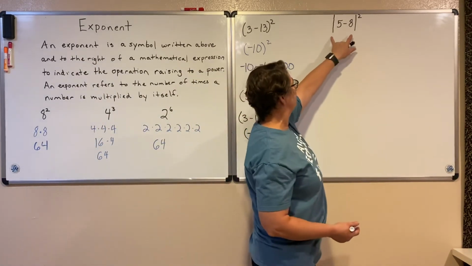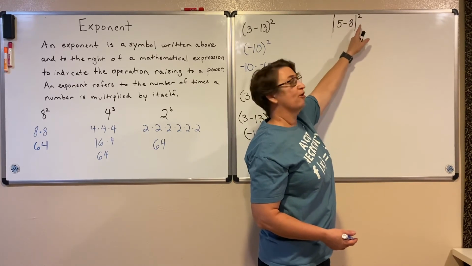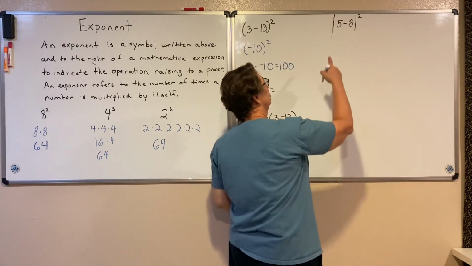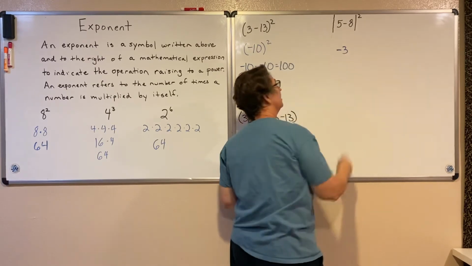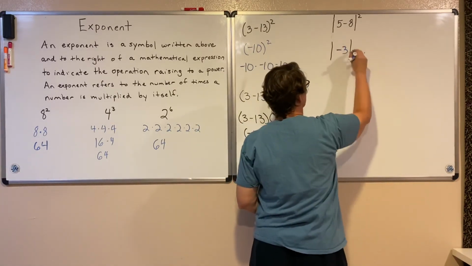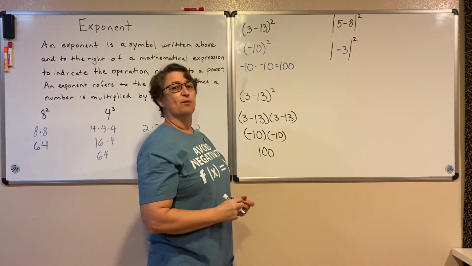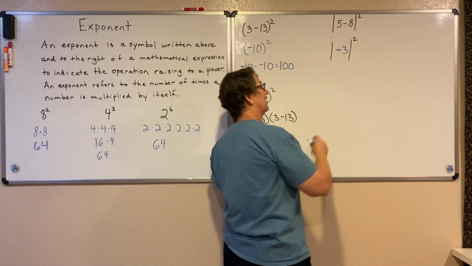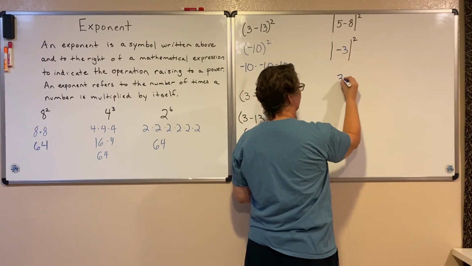Here I have an absolute value that I'm going to raise to the second power, or I'm going to square it. So first I'm going to do inside that grouping symbol. So 5 minus 8 is a -3. And remember this operation of absolute value. That absolute value says that I'm looking for the distance from -3 to 0. And -3 is 3 places from 0. So the absolute value of -3 is 3.